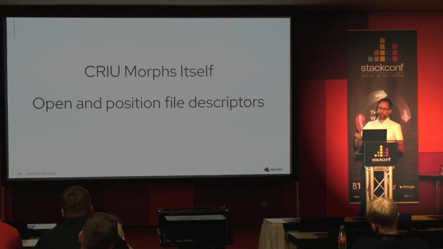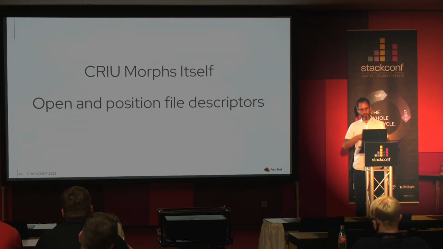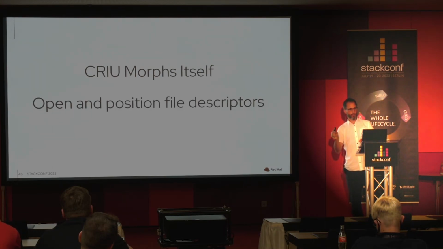So during checkpointing, we look at all open file descriptors. So we see file descriptor 5 points to this file and this position. We remember this in our checkpoint images. And on restore, we open the file again, change the file descriptor to 5, and put the file position pointer at the same location as it was before.